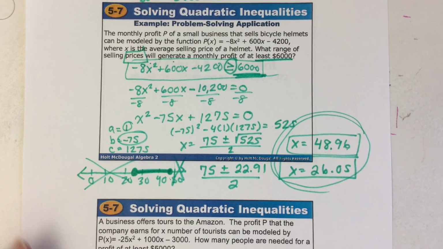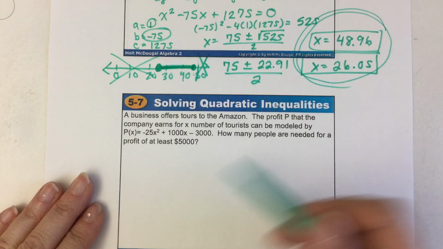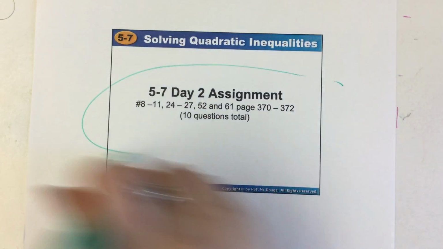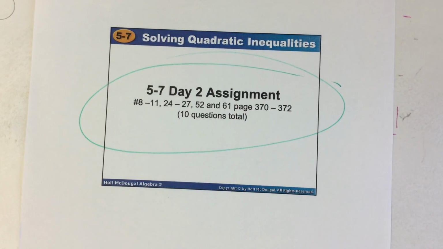And that, you guys, is 5.7. I do have another example. However, it's exactly like this. So rather than have you sit here and watch a video, I'm going to let you start on the assignment. It is a book assignment today, 10 questions. So you'll go to page 370 and you'll do number 8 to 11, jump ahead, 24 to 27, then check out number 52 and 61.